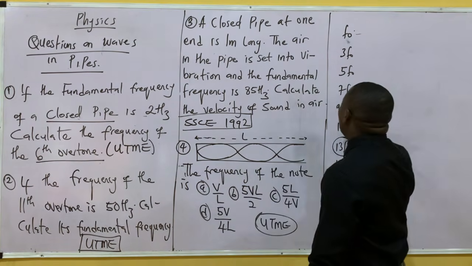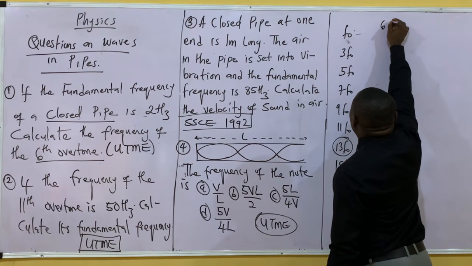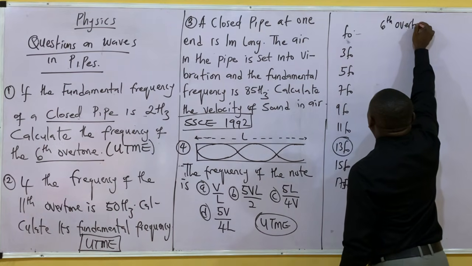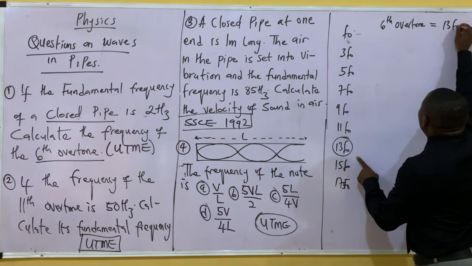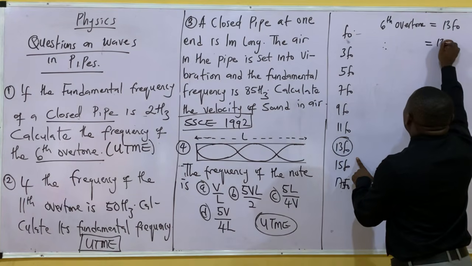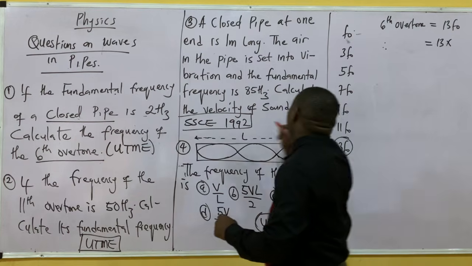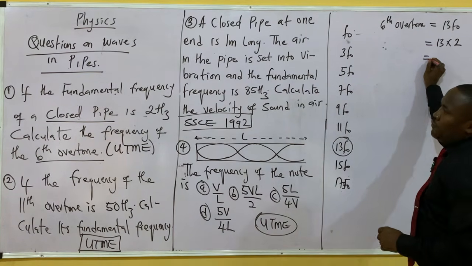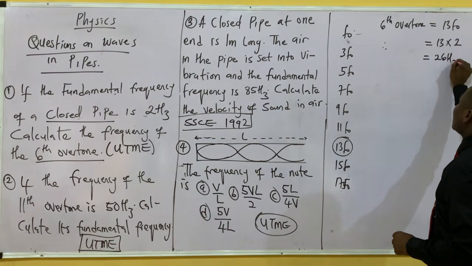So our sixth overtone equals 13F naught. Therefore, the frequency will equal 13 times our fundamental frequency, which is 2. 13 times 2. So the frequency of the sixth overtone will be 26 Hz.